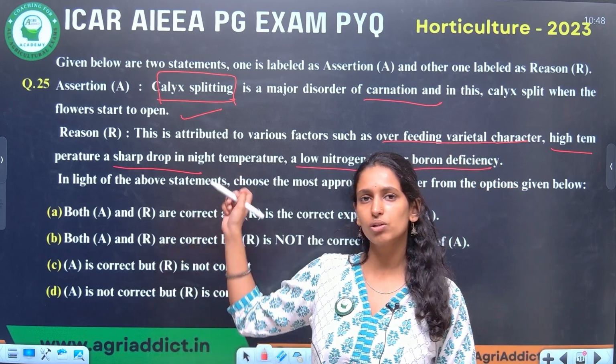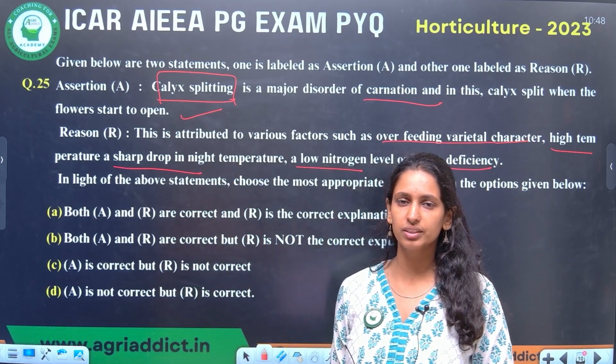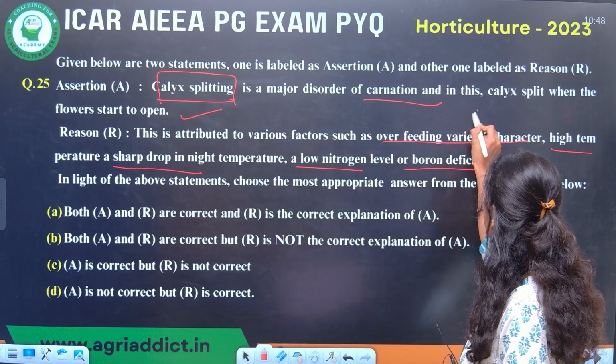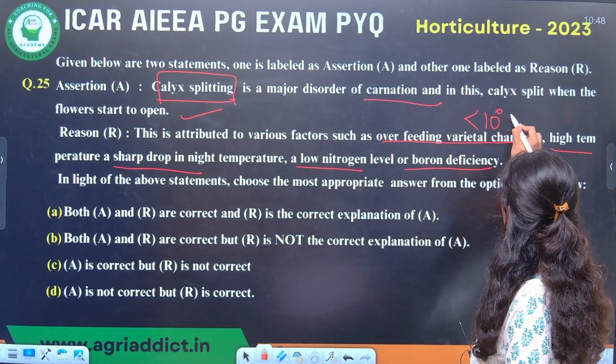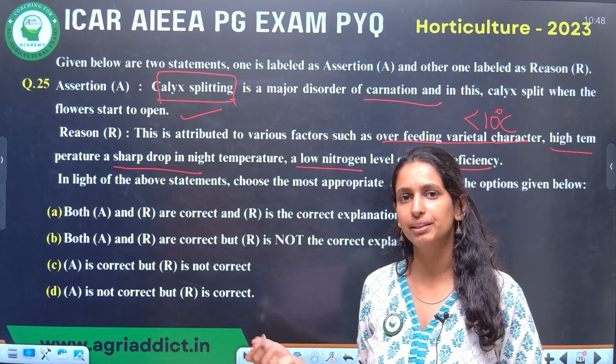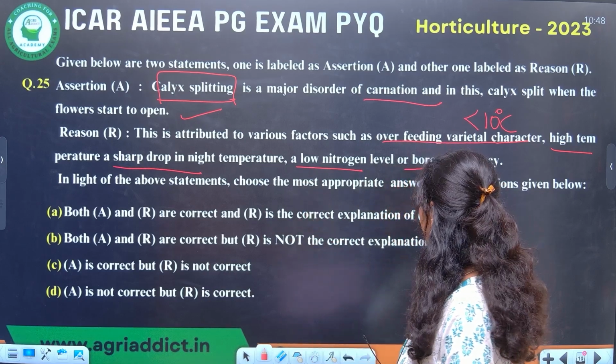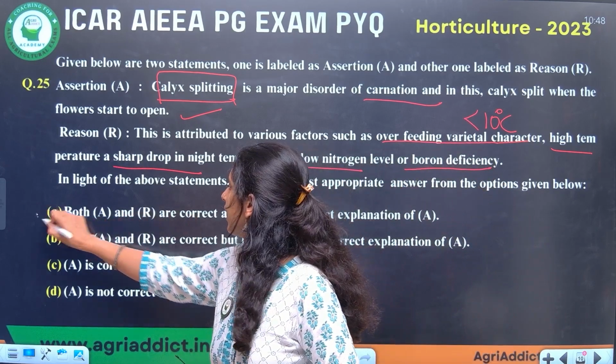So the reason is also correct. The calyx splitting will happen because the night temperature will be very low, like less than 10 degrees, followed by a very high day temperature. Because of that, calyx splitting will happen. So both assertion and reason are correct, and it's a correct explanation. So option A is correct.